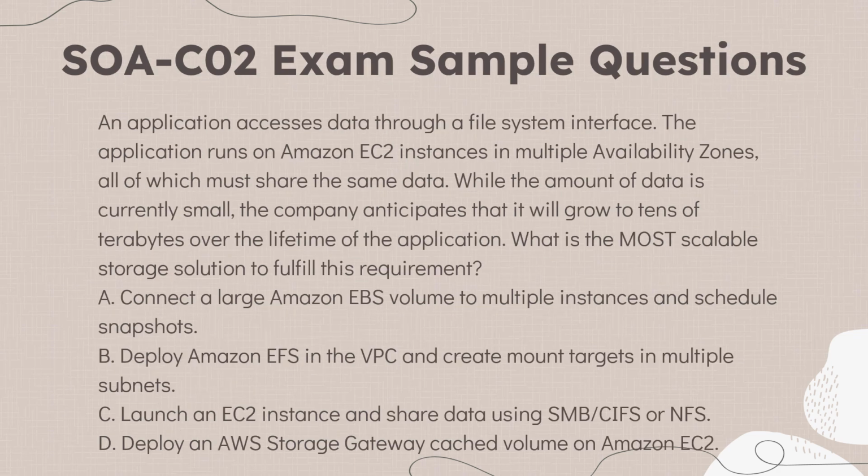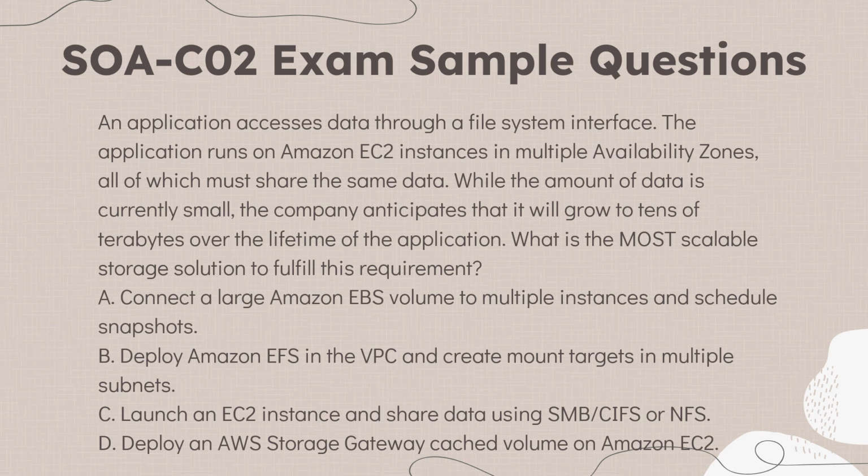An application accesses data through a file system interface. The application runs on Amazon EC2 instances in multiple Availability Zones, all of which must share the same data. While the amount of data is currently small, the company anticipates that it will grow to tens of terabytes over the lifetime of the application. What is the most scalable storage solution to fulfill this requirement?